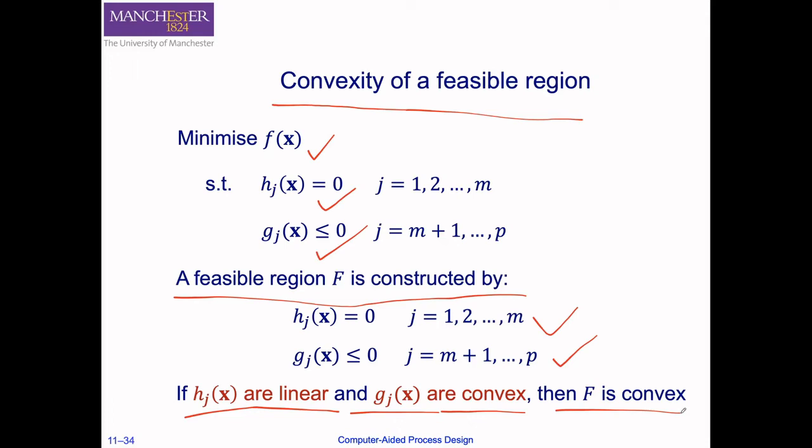This is because if H_j(x) is not linear, then the graph of H_j(x) is a curve like this. The feasible region F is all the points on this curve. If we take any 2 points on the curve and use a line segment to join these 2 points, then we can see not all the points on the line segment between these 2 points are on the curve. This is why we require H_j(x) to be linear to ensure the feasible region is convex. We can use this conclusion to determine if a feasible region is convex or not.